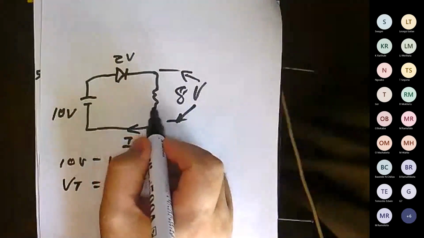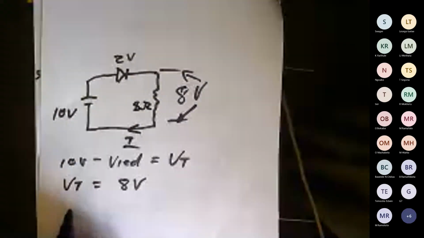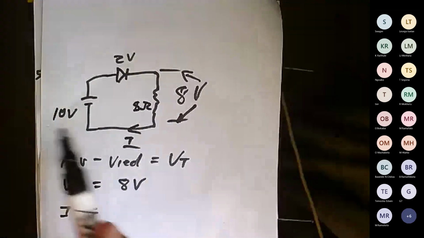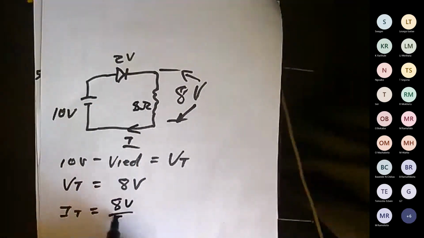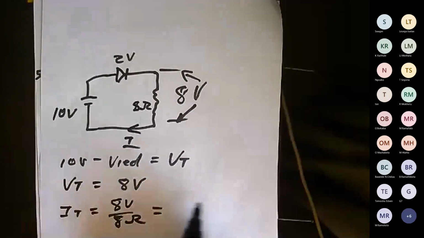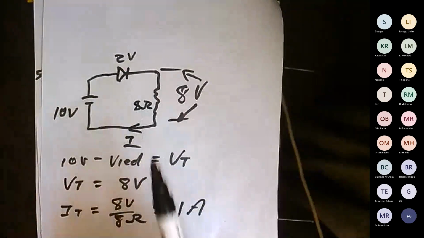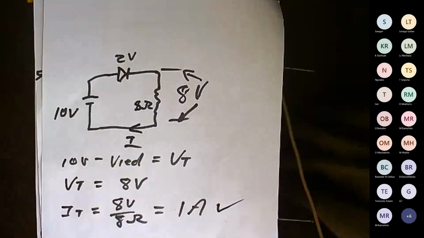So if there is an 8 ohm, for instance, I will say I total equals, which is different from 10 volt, right? It's 8 volt divided by 8 ohm. So 8 volt divided by 8 ohm, and that is 1 amp. Otherwise, if you say 10 volt divided by 8 ohm, which will be 1.25 amp, it will be wrong. So this is the right way to calculate it. Have you got it now?